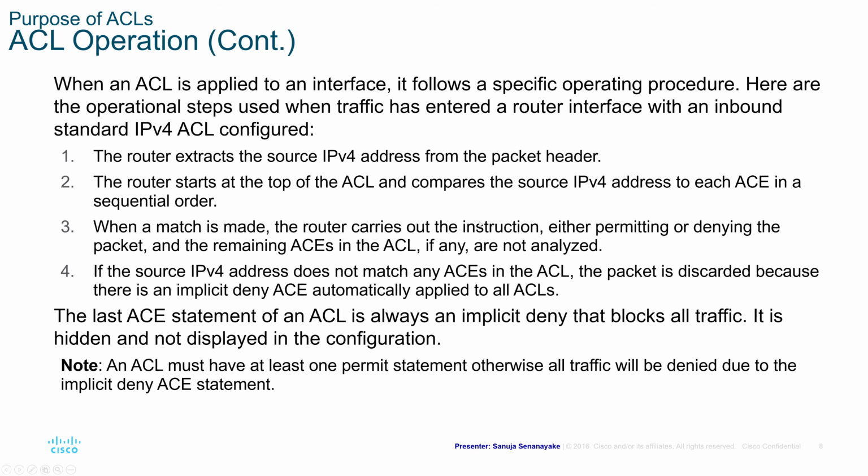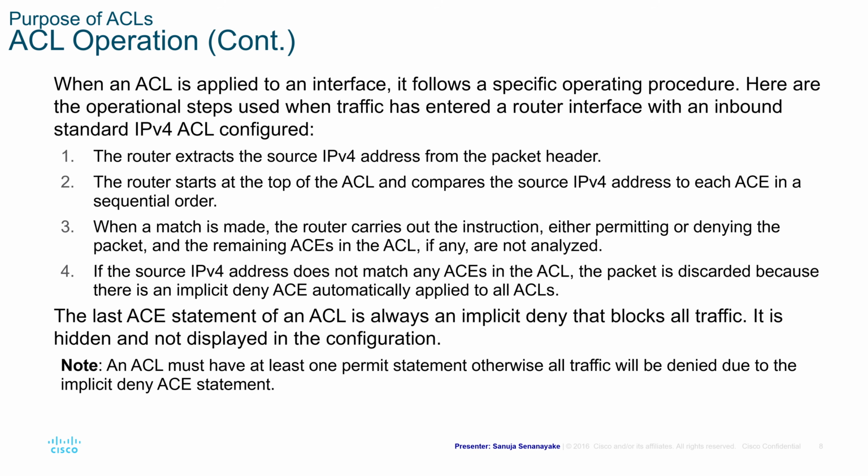So as soon as the router finds a match in the ACL list, it's just basically going to disregard all the other entries in that ACL list. If the source IPv4 address does not match any ACEs in the ACL, then the packet is discarded, because there is an implicit deny ACE automatically applied to all ACLs. So that's another key piece of information you should learn.